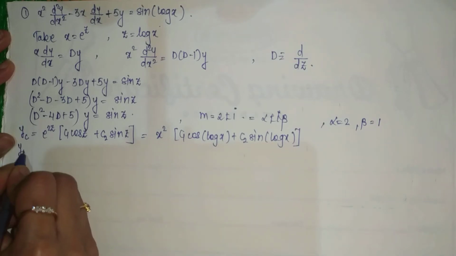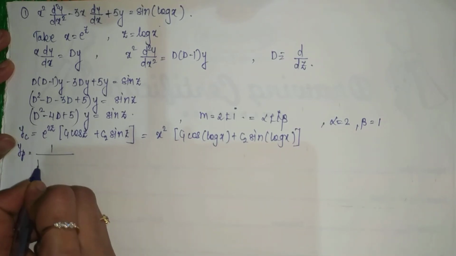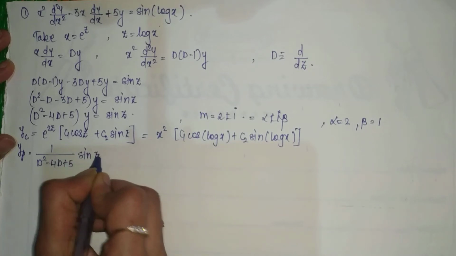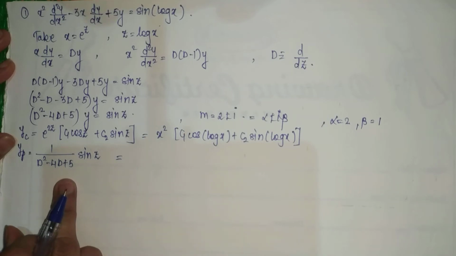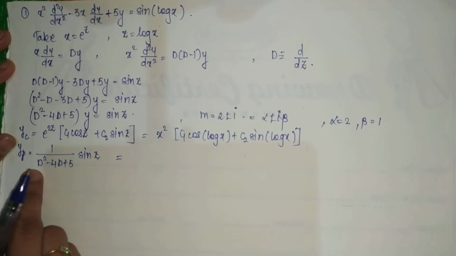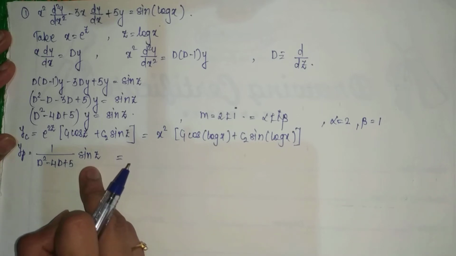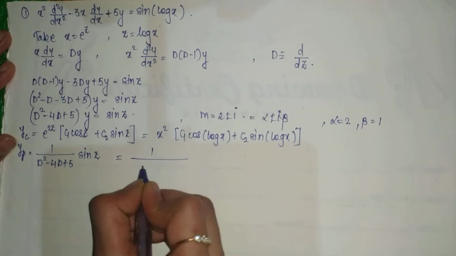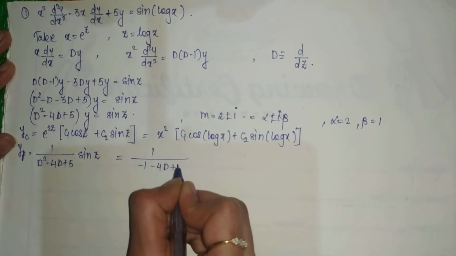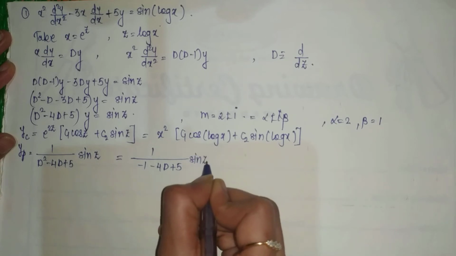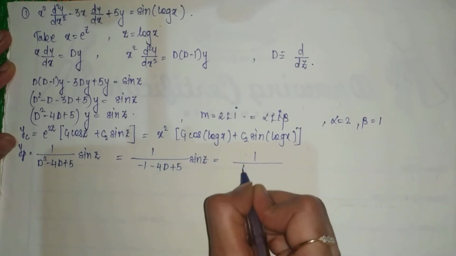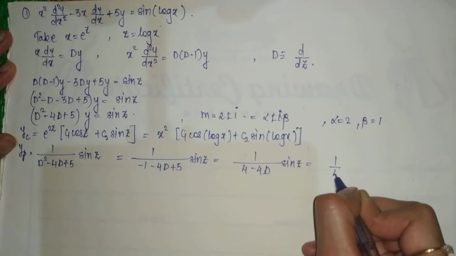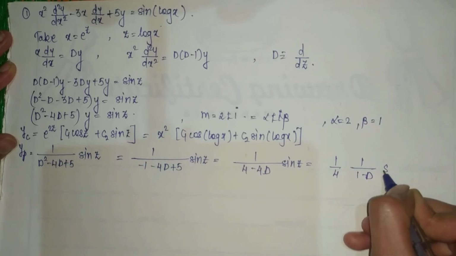Now we can write the particular integral, which is 1 by d square minus 4d plus 5 over sin z. Okay, so this we can solve easily. What is the rule? We have to replace d square as minus a square. In this case, a is 1. So we have to replace d square as minus 1. Okay, so let's replace it. Minus 1 minus 4d plus 5 over sin z. So this is equivalent to 1 upon 4 minus 4d over sin z. So let us take 1 by 4 outside, which is the constant, and the remaining thing is the sin z.